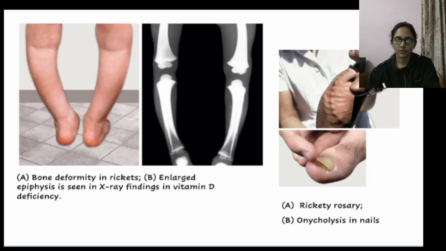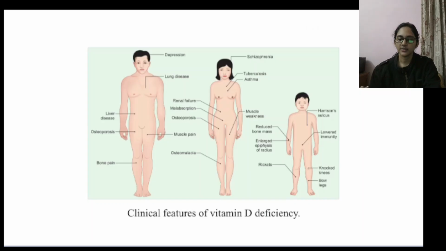So this is the bowing of legs. And this is the x-ray feature that is showing you enlarged epiphysis. And this is the rachitic rosary, right, and onycholysis of nails. So these are the features. Other features you can see are Harrison sulcus, rachitic rosary, reduced bone mass, enlarged epiphysis, knock knees, bowed legs, all these in children that you find.